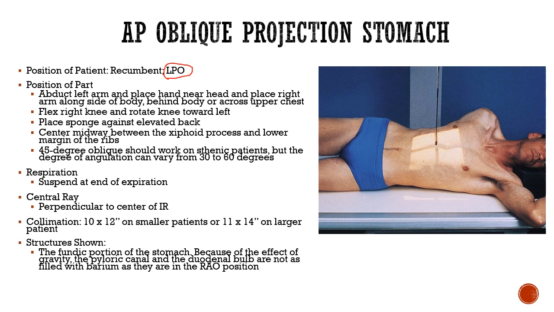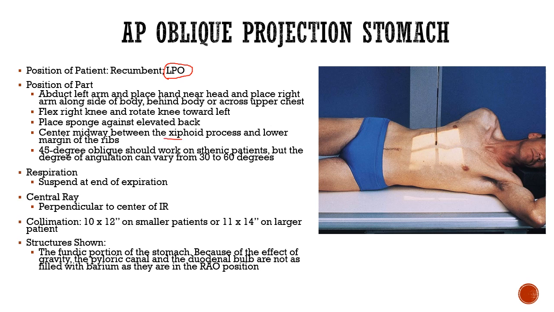On the AP oblique projection of the stomach, we're going to perform an LPO. We're going to abduct the left arm and place the hand near the head and place the right arm along the side of the body or behind the body or across the chest, just out of the way. Flex the right knee and elevate the knee toward the left. Place a sponge behind the patient's back for support.